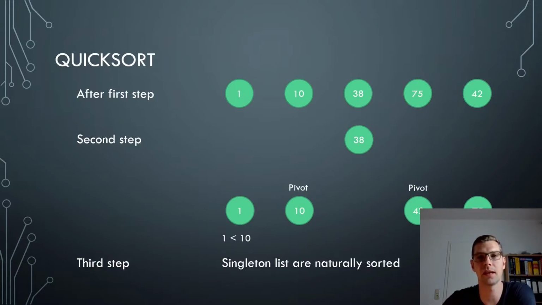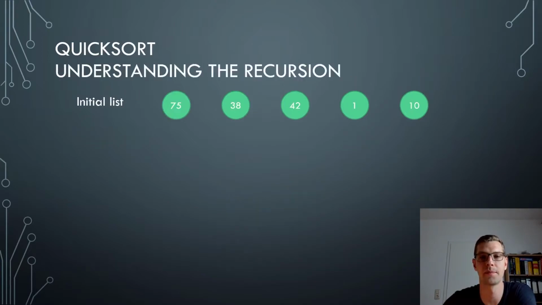Alright, let's have a look at the recursion tree of the Quicksort algorithm. Okay, we have again our initial list here with 75, 38, 42, 1 and 10.